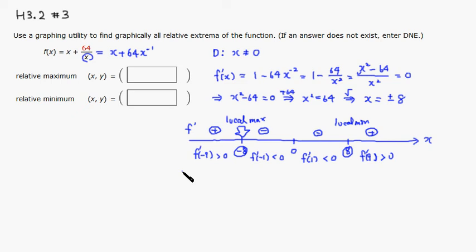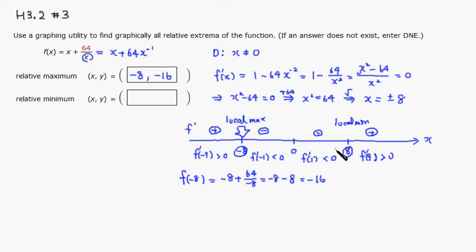So at negative 8, plug in f of negative 8. It's going to give you negative 8 plus 64 over negative 8. So that's going to be negative 8 minus 64 divided by negative 8, which is negative 8. So that's going to be negative 16. So that's going to be a local maximum at negative 8, comma, negative 16.